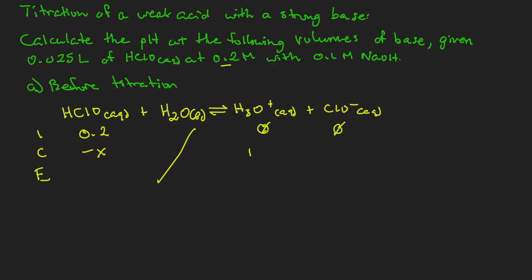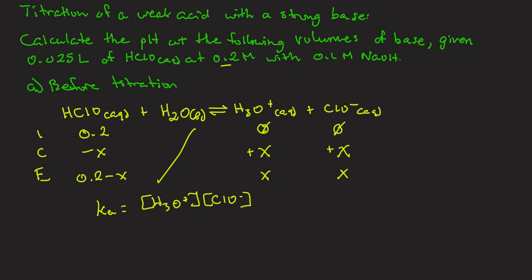And these concentrations of hydronium and conjugate base are going to increase by some value, again proportional to the balanced coefficient in the equation. Because it's 1 and 1, we just write plus x. Now we combine I and C, we get 0.2 minus x. 0 plus x is x, 0 plus x is also x. Now our Ka expression is going to look like this: concentration of products over reactants. There is hydronium, hypochlorite ion, over reactants. We again exclude water. And there we go. Now we can plug in our known values.